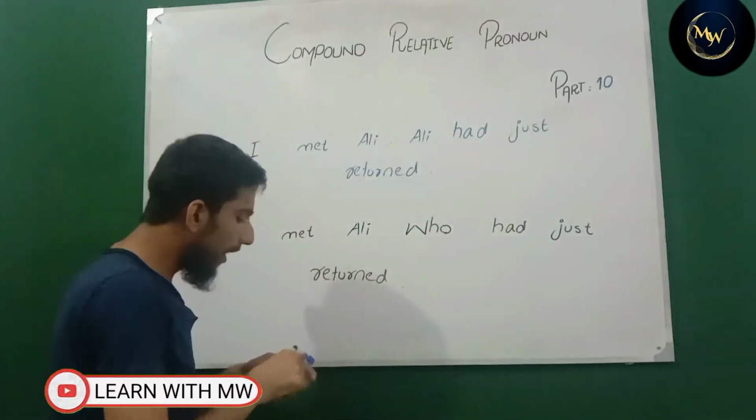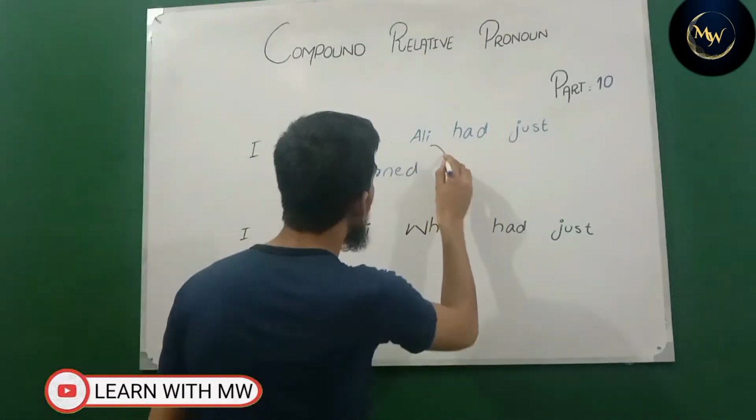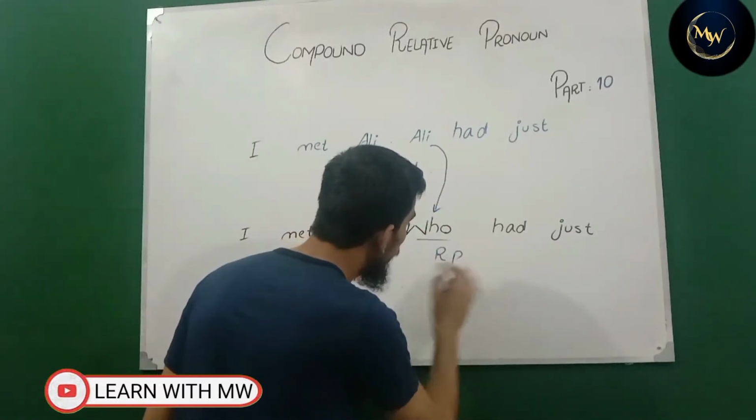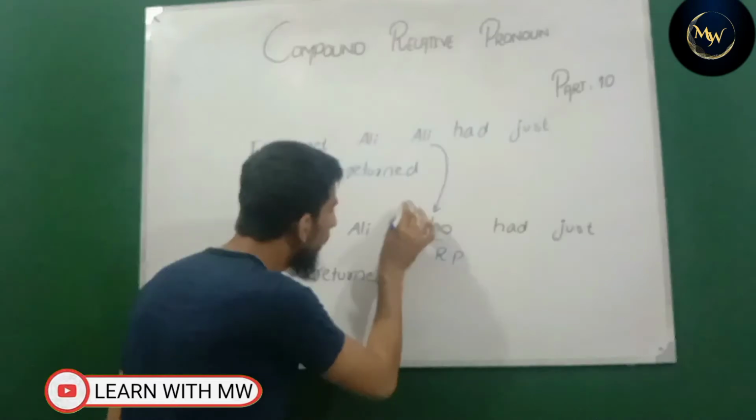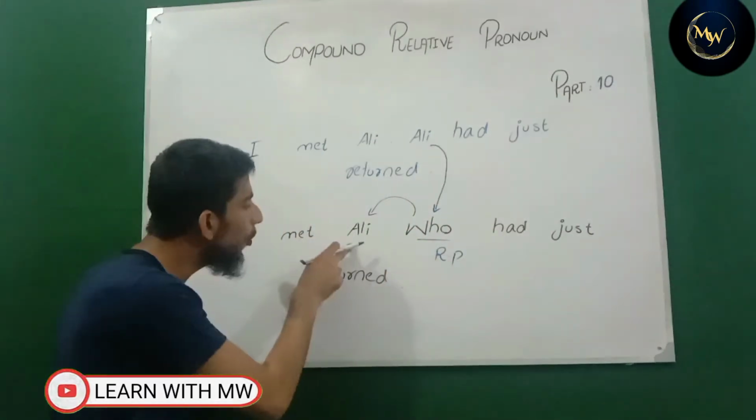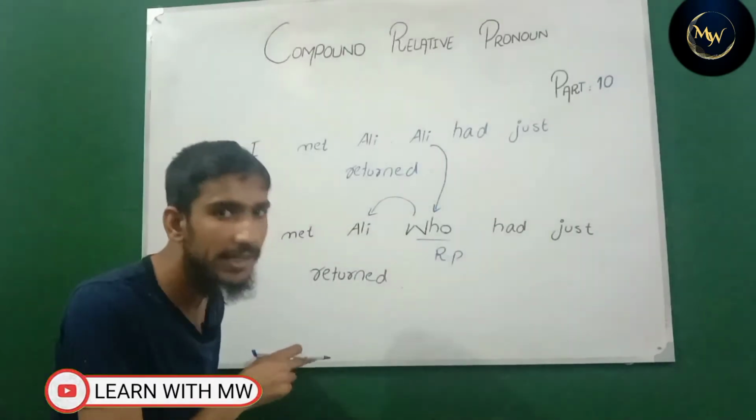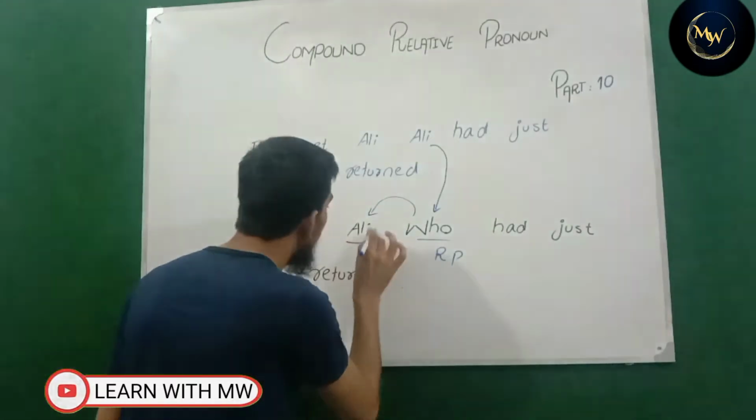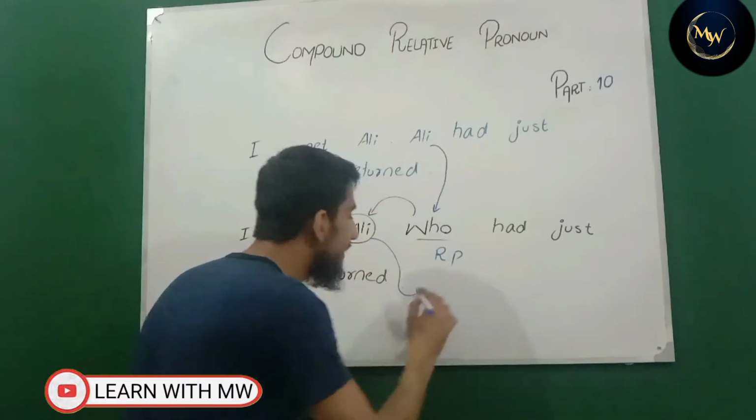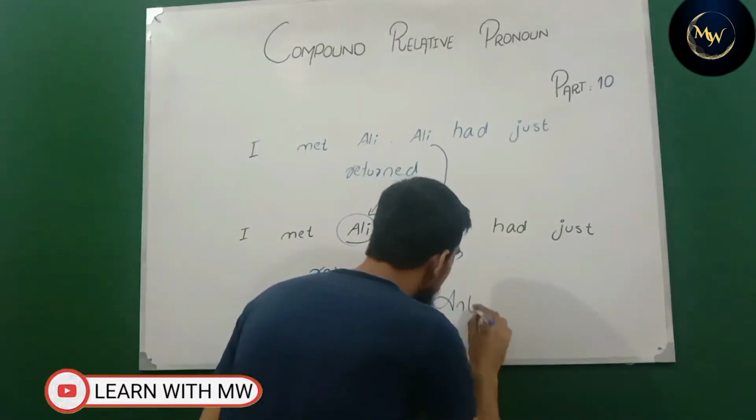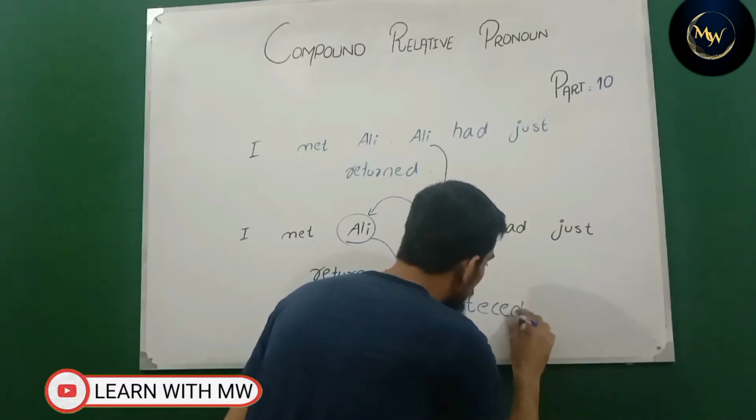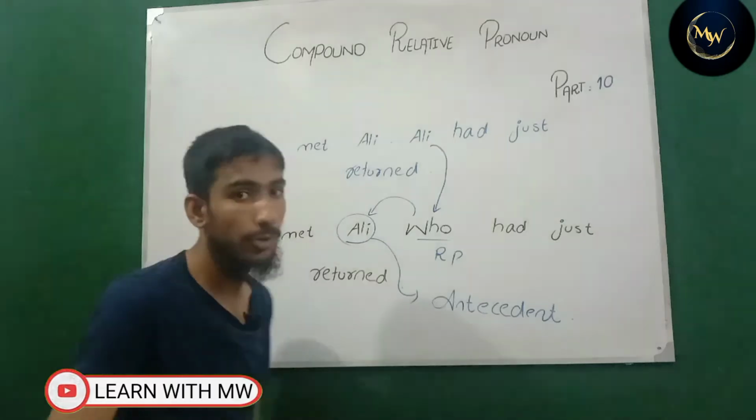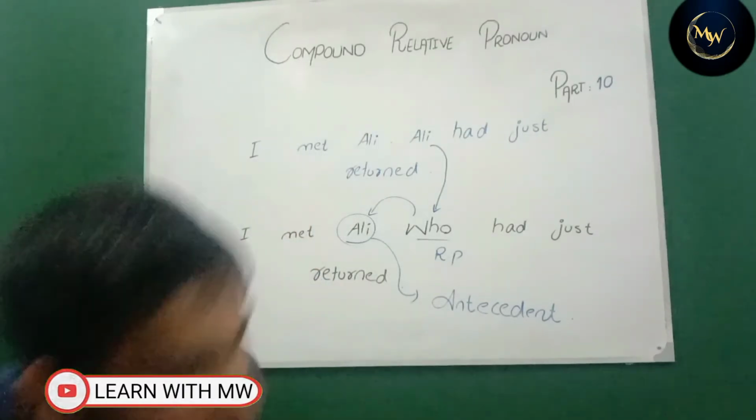So look, instead of Ali, I use the relative pronoun who. So who is a relative pronoun. And what is a relative pronoun? A relative pronoun refers or carries us back to the noun or pronoun that is previously mentioned in a sentence. And that noun or pronoun that is previously mentioned in a sentence is called the antecedent. So it was just a short recall. Now we will be discussing compound relative pronouns in a very grammatical and conceptual way.